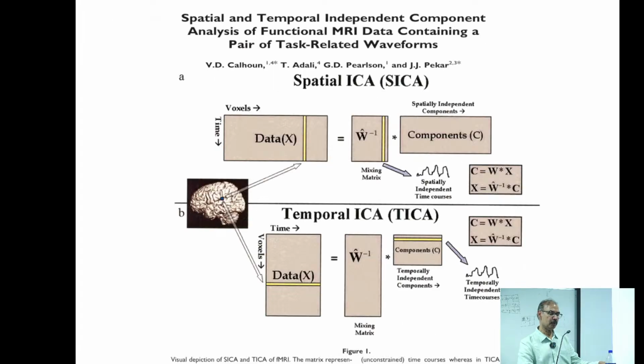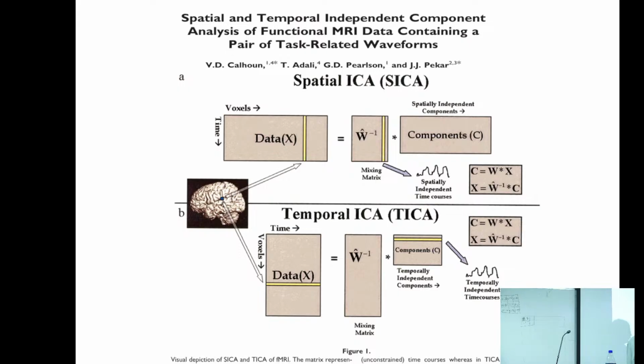And what he showed was that if you have the data, this is the number of voxels, and this is the number of time points. So this is your data matrix. And then you can use ICA to determine your mixing matrix, and then you can find the spatially independent time courses, okay?